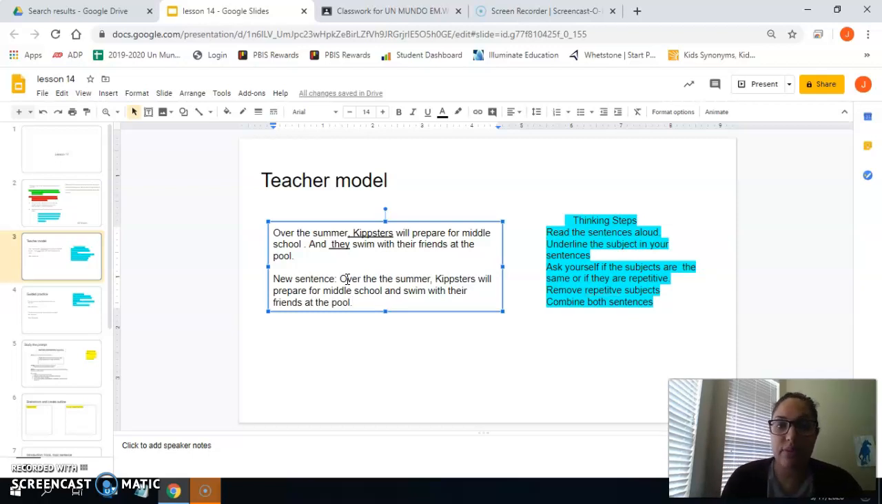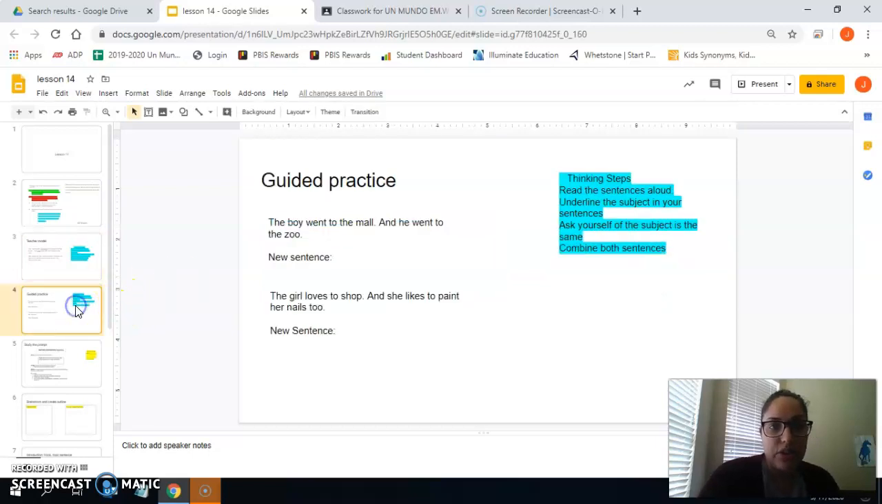So I don't have to put a comma here because I combined the same subject. When you have the same subject, you can combine them with and, and you do not have to put a comma. It's not two independent clauses, it's an independent clause with a dependent clause, and because they have the same subject and they're talking about the same thing, you're able to write this way. So for your guided practice, do the same thing. You're going to follow the thinking steps and write the new sentence when you combine them.